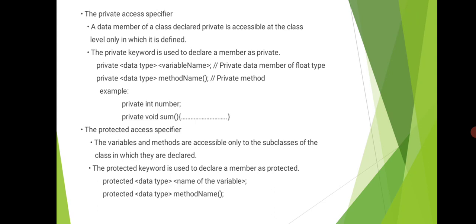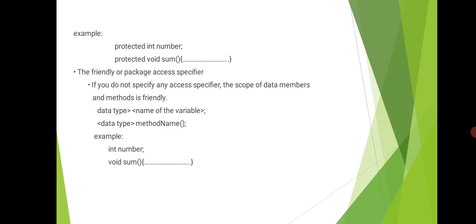Okay, the protected keyword is used to declare a member as protected: protected data type name of the variable, protected data type member method name. Okay, so example, protected int number, protected void sum function. So number is in protected mode, means it can be accessed within the same class, within the same package it can be accessible, and in the same package subclasses also it can be accessible. In the other packages, it can be accessible only for the subclasses, not for the other packages and the other classes. So non-subclasses do not get it, only subclasses in the other packages get it.